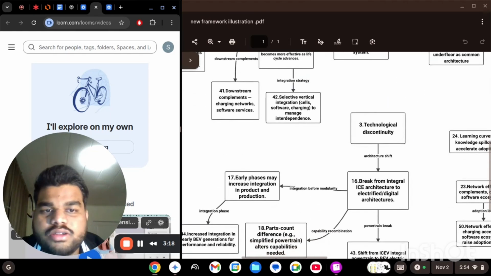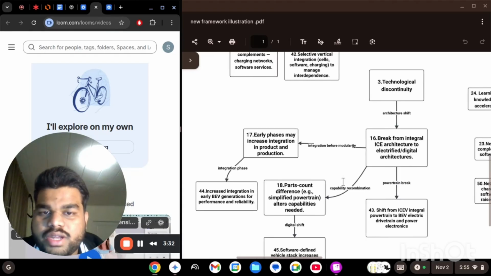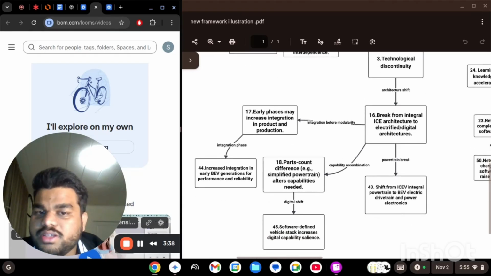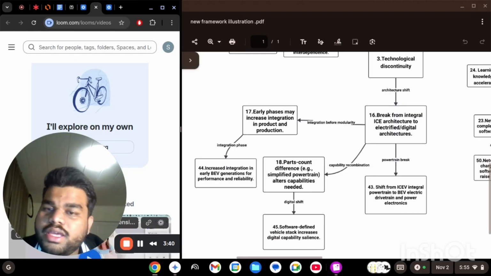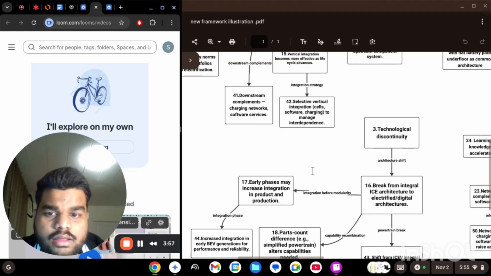And the third one is technology discontinuity. This architectural shift is a break from the integral ICE architecture. This powertrain break is a shift from the ICEV integral powertrain to an electric drivetrain with power electronics. This capability recombination has simplified powertrain parts and different capabilities needed. This digital shift needs the software-defined vehicle stack and increases digital capability in EVs. This integration before modularity has early phases of integration in product and production. This integration phase has increased integration in electronic generations for performance and reliability.